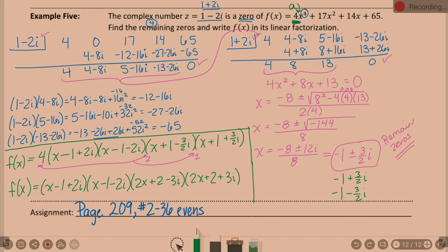Would it matter come test time which way we write it? Are you going to be picky about that one? We'll talk about it come review time. Okay.